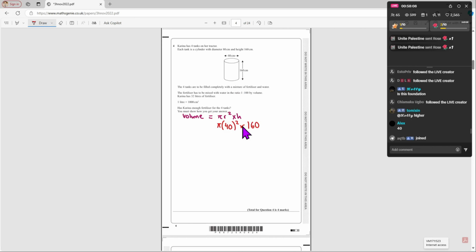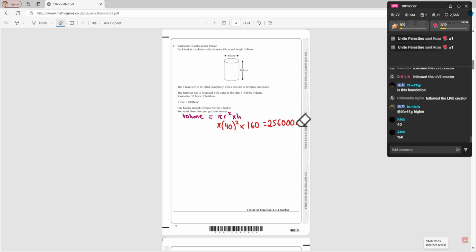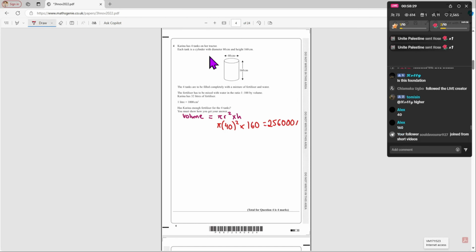And now once we have done that, we can work out the volume of our cylinder, which is going to be 256,000 pi. Okay? We're going to leave it in terms of pi right now, unless we get into decimals. So let me quickly fix the pi sign. It's looking a bit weird.